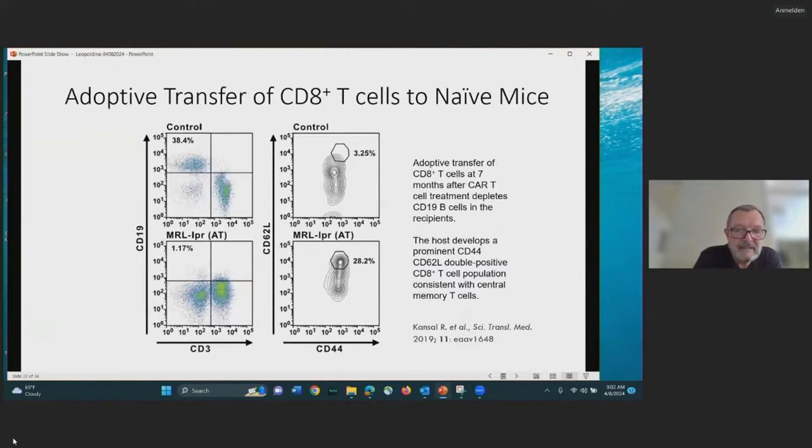And here is the T cell transfer experiment into naive cells, and you can also see that the CD19 population is basically down to background levels, and there is somewhat of an increased CD3 population. And interestingly, the phenotype of these T cells is shifting toward a central memory phenotype, as you can see on the right.